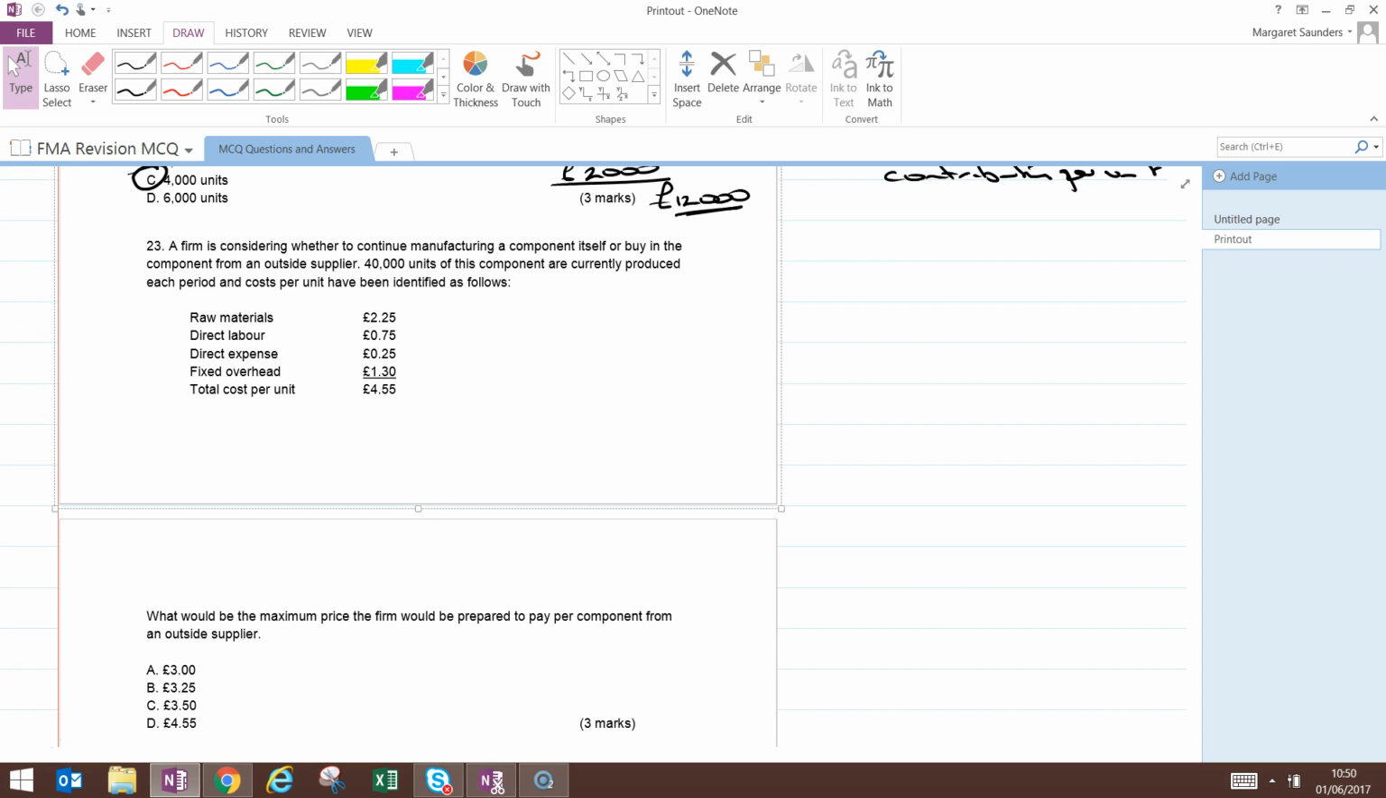So this is basically a make or buy question. So what we need to look at is how much the product is going to cost us to make, and then we would not want to pay any more than that if we were going to buy it, because if it's going to cost us more to buy it, there's no point in buying it, we might as well make it. So the first thing to look at is how much is this product costing us to make.